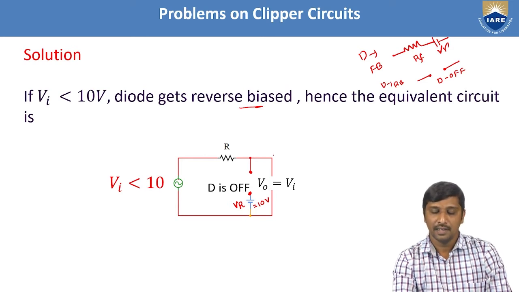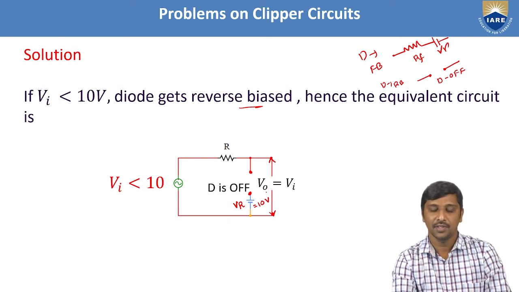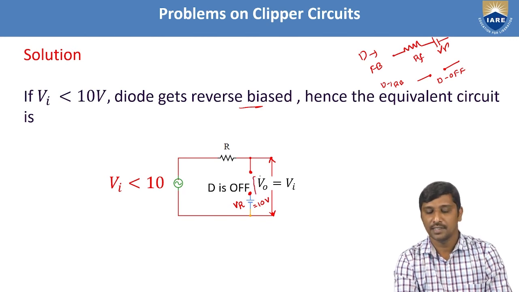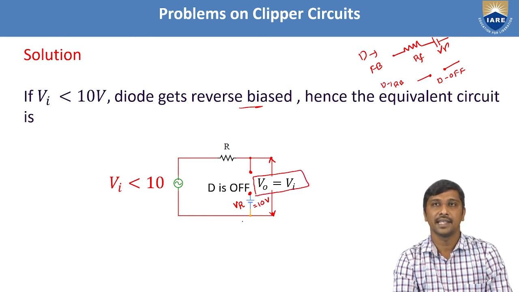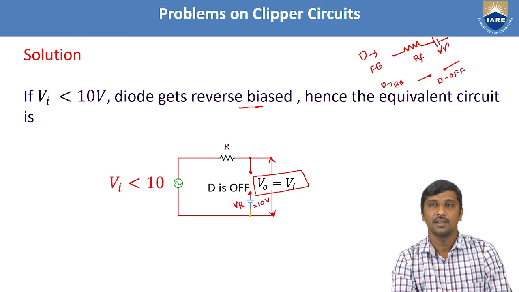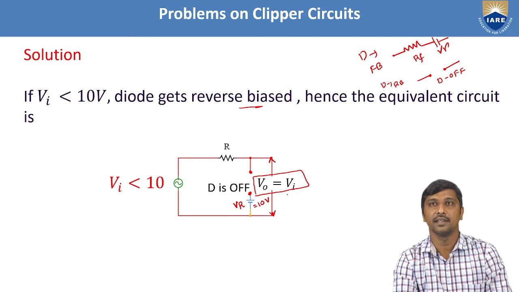Now, at this node, we are going to observe the output voltage with respect to this equivalent circuit. What is the output voltage now? This Vo is directly proportional to the Vi signal. Hence, I represented this: whenever the applied input voltage is less than 10 volts, the output is approximately equal to the given input signal, that is Vi.